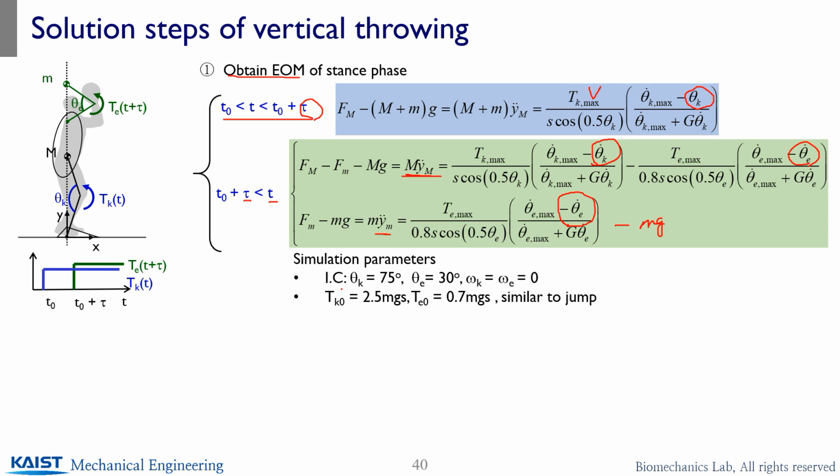Okay, for the simulation parameters, I can set the initial condition for the knee joint angle and the elbow angle with zero angular velocity. And I also set up the parameters for the maximum joint torques based on the literature. So based on the literature, find a similar setup and then also make some assumptions for that.